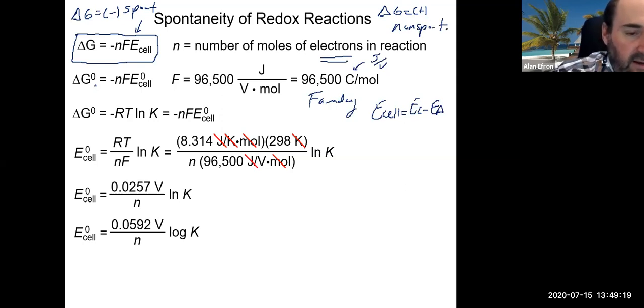So if we think about the cell voltage and what's going on with these numbers here, if my cell voltage is positive, my F is a positive number, n is going to be a positive number. That means no matter what happens, I'm going to end up with a delta G that is negative, and the reaction will be spontaneous. So that's when we say we have positive voltage. That's good. Positive voltage usually means a spontaneous reaction is occurring, because it will give you that negative delta G.